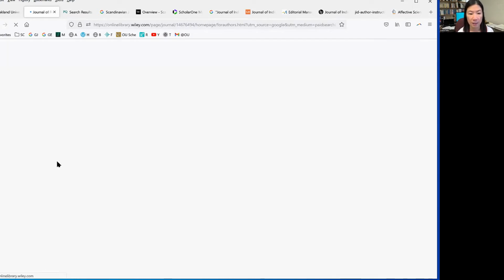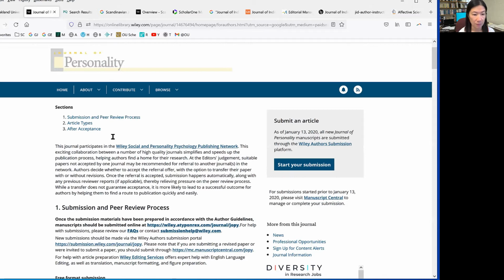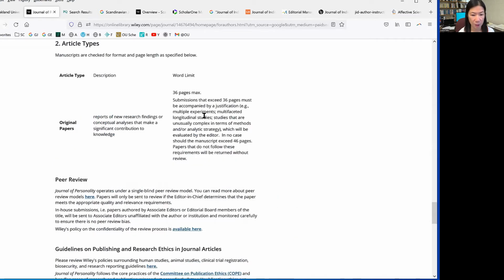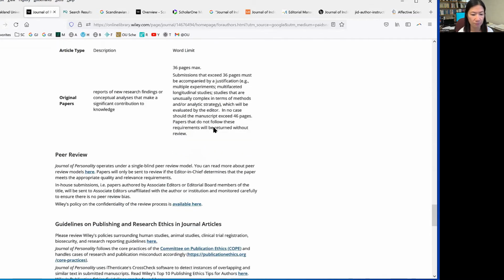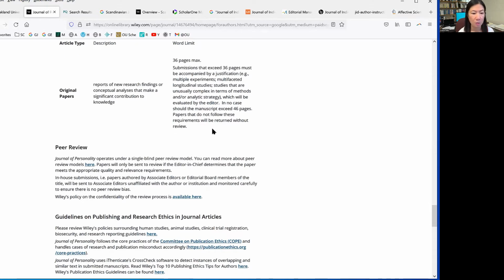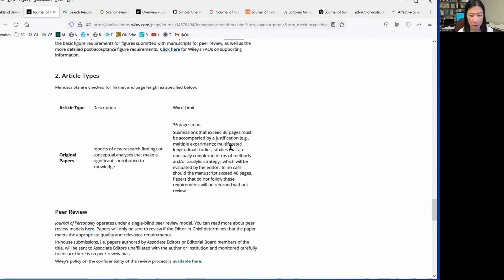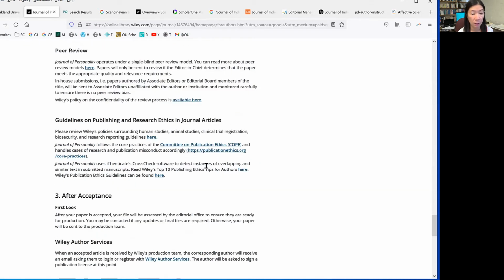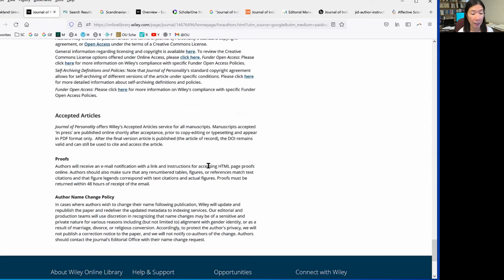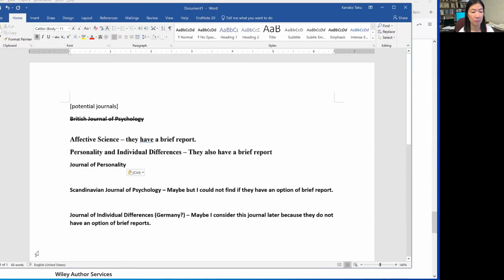Also guidelines. Let's see if they have a brief report. Come on, submission, peer review process, article types. That's it. Article types, original papers, 36 page max. 36 pages is definitely not too long, but I am going to write kind of like a concise brief report. By justification, multiple experiments, that's only for a long version. So they don't have a brief report. They have the full version and then an even longer version. So maybe not.